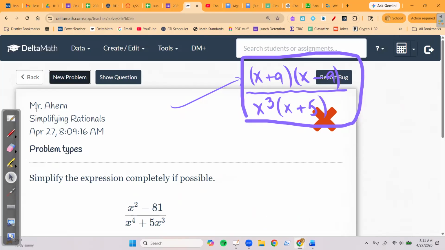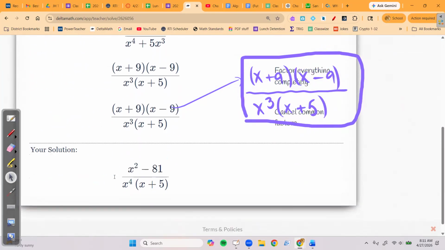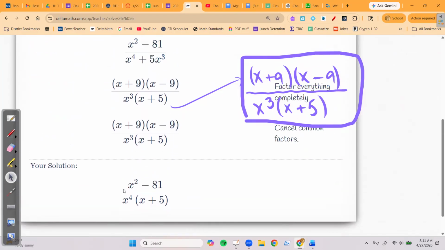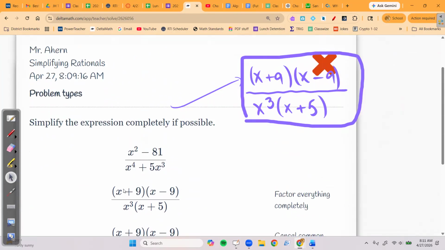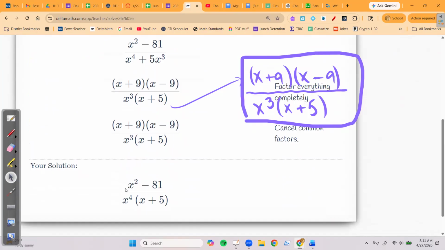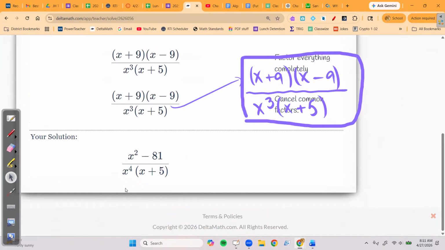Uh-oh, what did I do? You times X. Oh, I did. Yeah, you put X to the fourth instead of X to the third. Apologies. Anyhow, you get the idea, aside from your teacher's clumsiness with the keyboard. So sometimes the answer is just the problem, right?